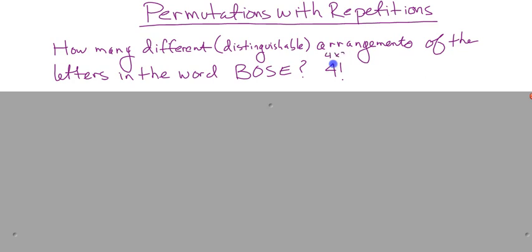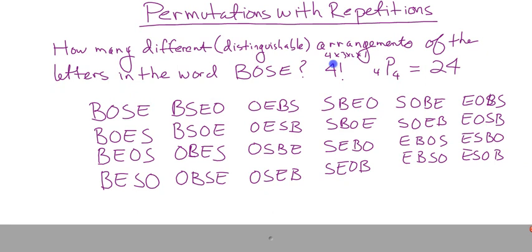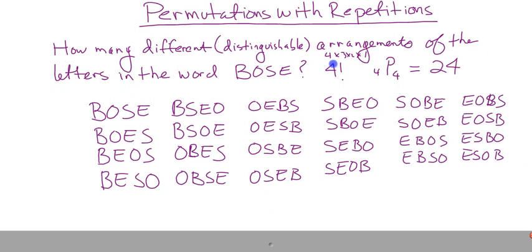Or 4 times 3 times 2 times 1, or 4P4, all of which are 24. So there are 24 possible ways to arrange the letters B-O-S-E such that these arrangements are distinguishable, and there they are. B-O-S-E, B-O-E-S, and so on, 24 of them. If you want to copy them out, I'll pause.